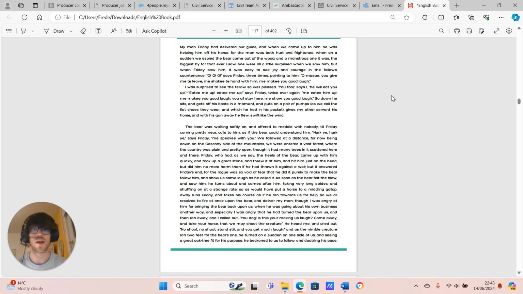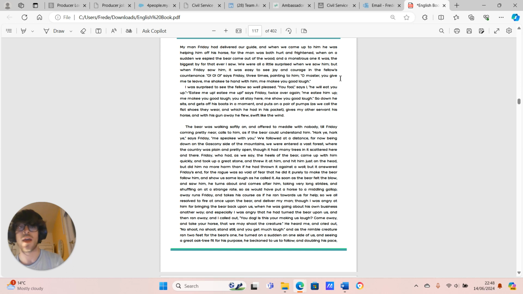We espied the bear come out of the wood, and a monstrous one it was, the biggest by far that ever I saw. We were all a little surprised when we saw him, but when Friday saw him, it was easy to see joy and courage in the fellow's countenance.